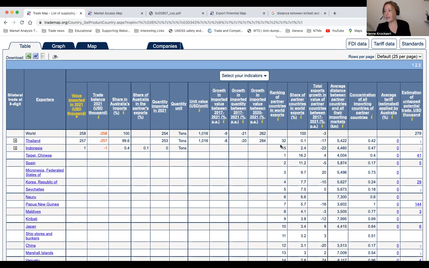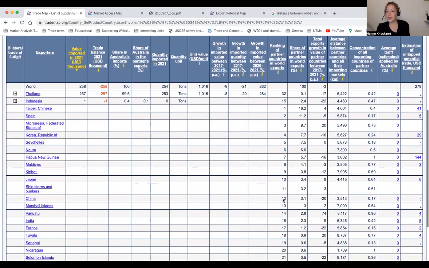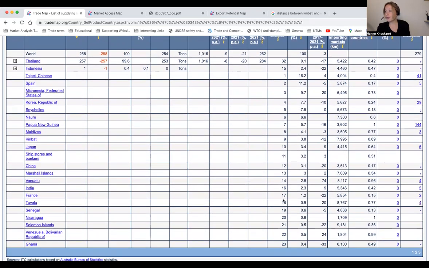So you can see that here in the ranking of the partner countries, this goes from the first one, which is Chinese Taipei. Spain is also the second largest exporter of this skipjack. Micronesia, third one, etc. So we can scroll down and maybe we find Kiribati and Tuvalu. So we can see that Kiribati is actually the 9th largest exporter of this skipjack already. And Tuvalu, the 18th. So they're actually in the top 20 exporters of this skipjack.